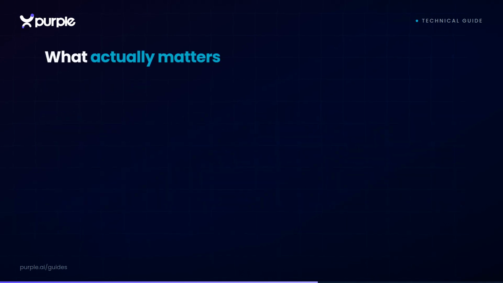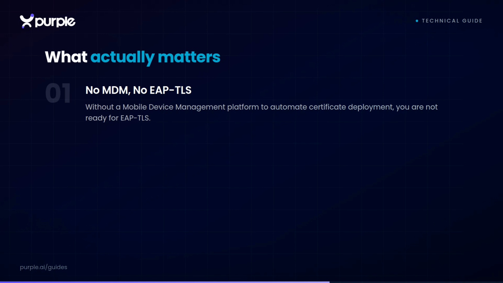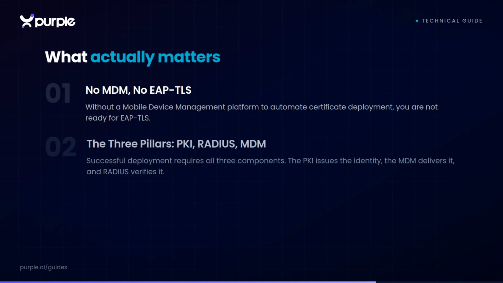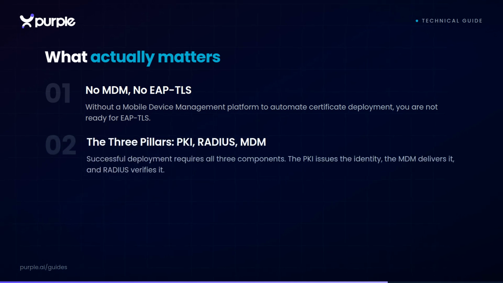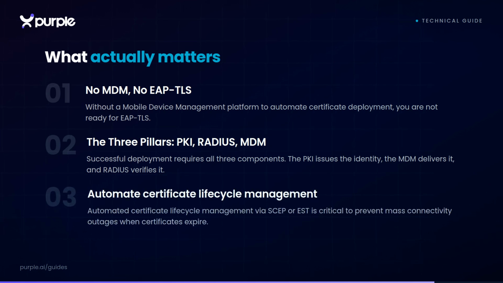Three principles matter most. Without a mobile device management platform to automate certificate deployment, you are not ready for EAP-TLS. Successful deployment requires three pillars working together. The PKI issues the identity, the MDM delivers it, and the Radius server verifies it. Finally, automated certificate lifecycle management via SCEP or EST is critical to prevent mass connectivity outages when certificates expire.